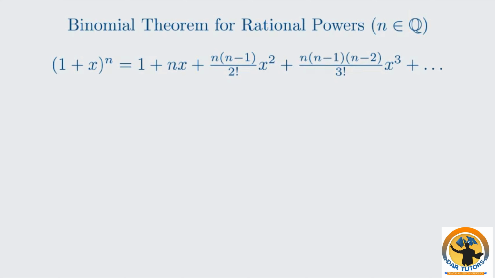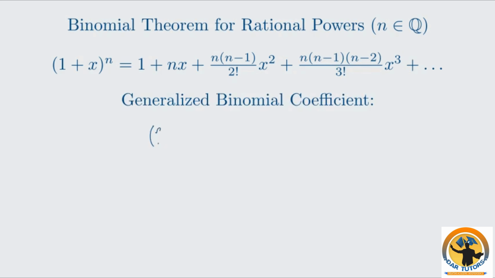The coefficients are calculated using a generalized binomial coefficient. The generalized binomial coefficient, n choose r, is defined as n(n−1)...(n−r+1), all divided by r factorial. This formula works for any rational n. If n happens to be a positive integer, the series terminates because one of the factors in the numerator will eventually become 0. Because this is an infinite series, it doesn't always converge to a finite value. It only converges for certain values of x.